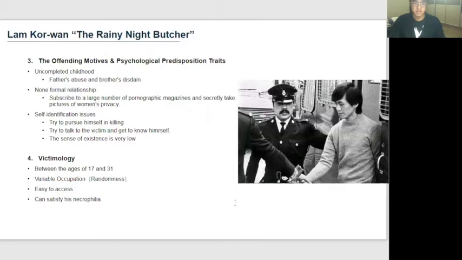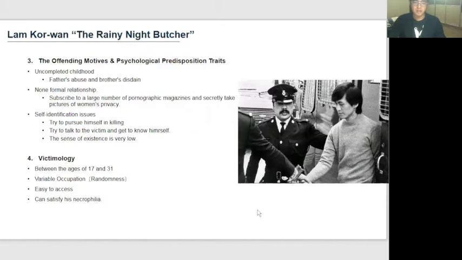Last but not least, Lam's sense of existence is very low. It is because he can't feel the care of others, and he can't get attention from others, which made him feel a low sense of existence.